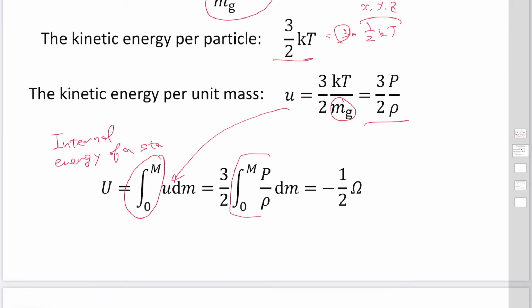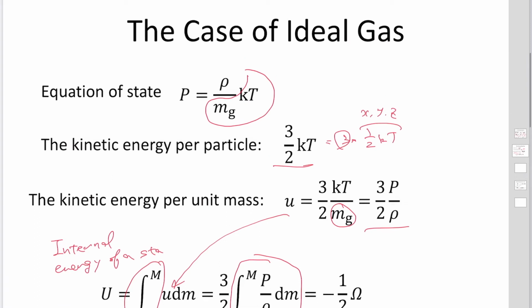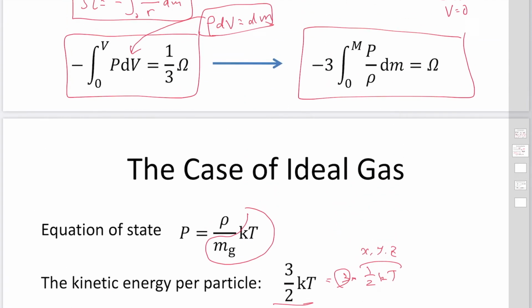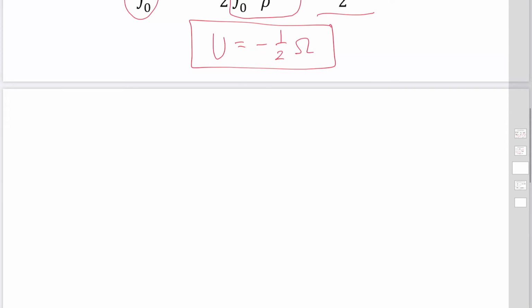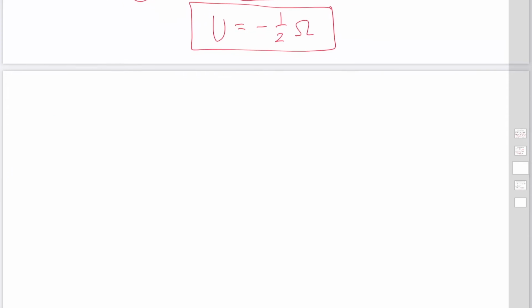We have already discovered in the last slide that this integration becomes minus 3 times this quantity, omega. So you can use the expression here. It becomes minus 1 over 2 omega. So we have a really important equation: internal energy is related to gravitational potential energy in the stars. Using the Virial theorem, we'd like to estimate the average temperature of stars. But first of all, we'd like to calculate the gravitational potential energy omega.